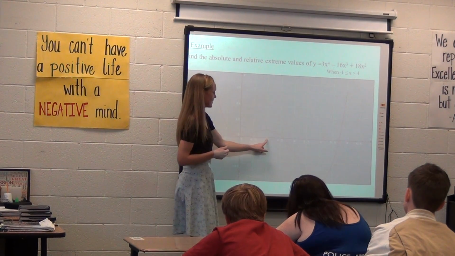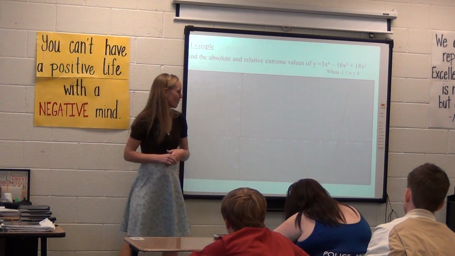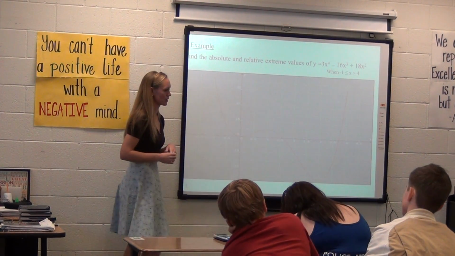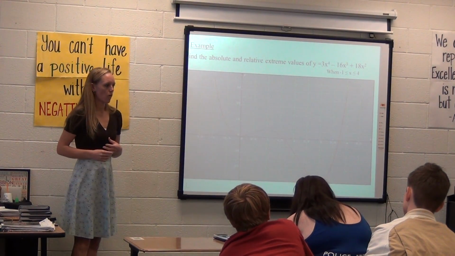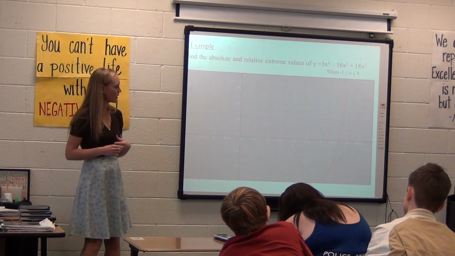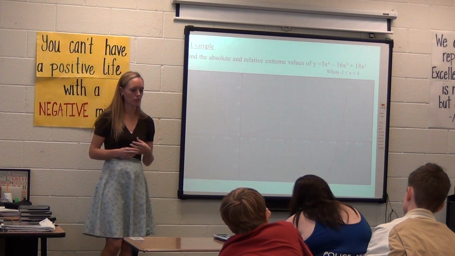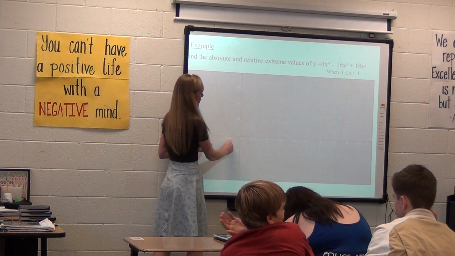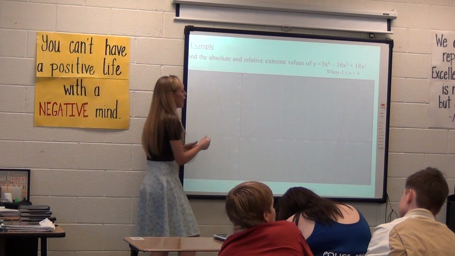Okay, so when x is equal to 1, this goes up to about 5, and so we have a local maximum here. Are there any other local maximums? Okay, no other local maximums. And local minimums, Kevin, do you see any local minimums? Good, we have a local minimum right here at 0, 0.